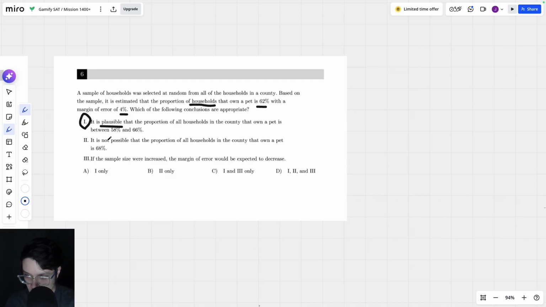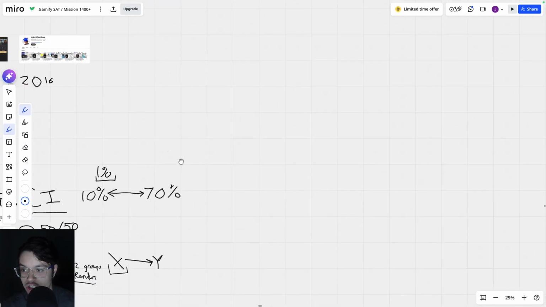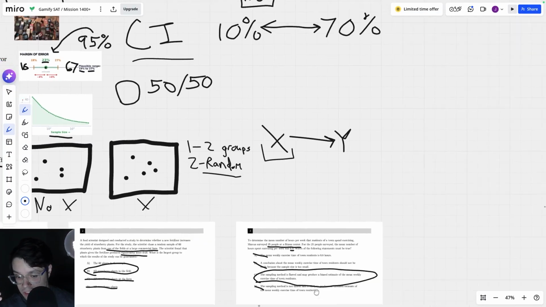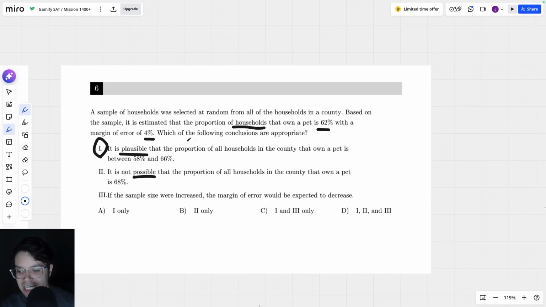Two, it is not possible that the proportion of all households in the county that own a pet is 68%. Remember, possible does not mean plausible. If they say it's not possible, that means there's literally no situation in which this could be true. But it could be. We could have a situation like the 2016 election where everybody was just completely wrong about their estimates. So therefore, we cannot say it's completely impossible for this to be the case. We could just be really wrong with our estimates.